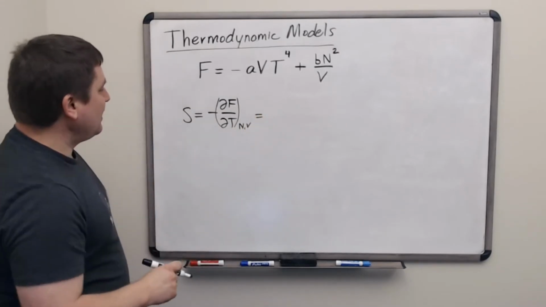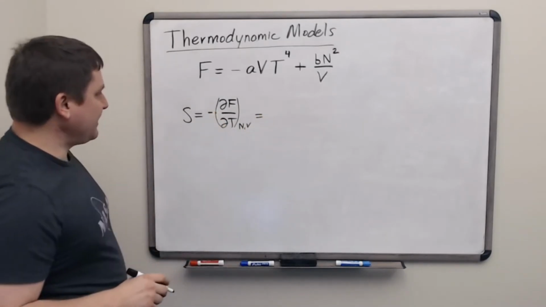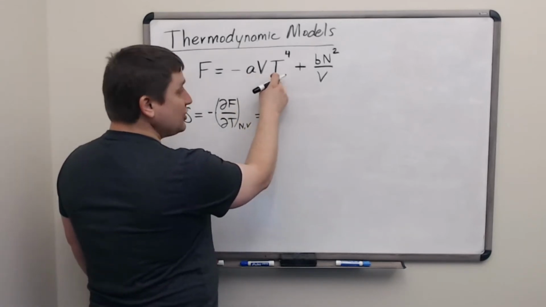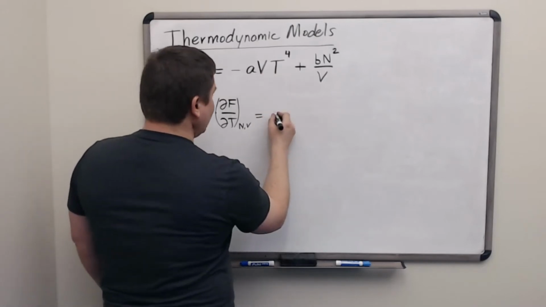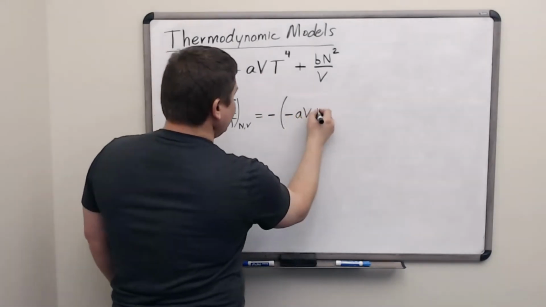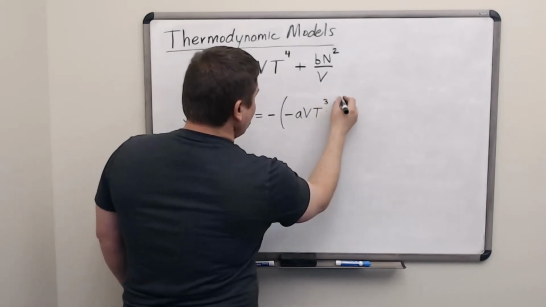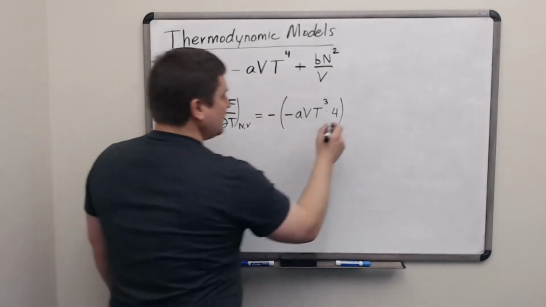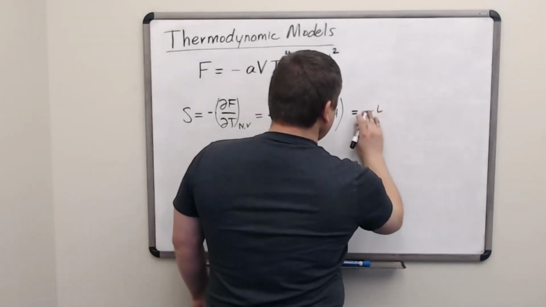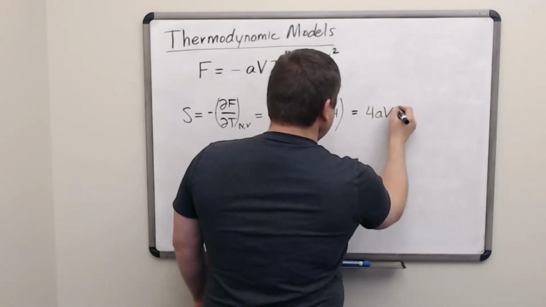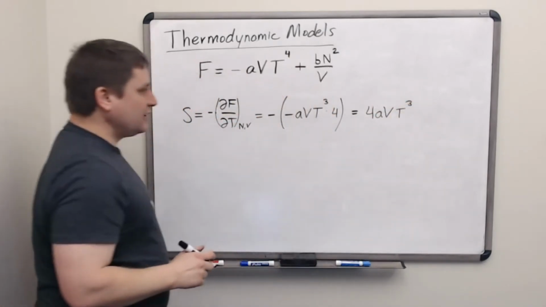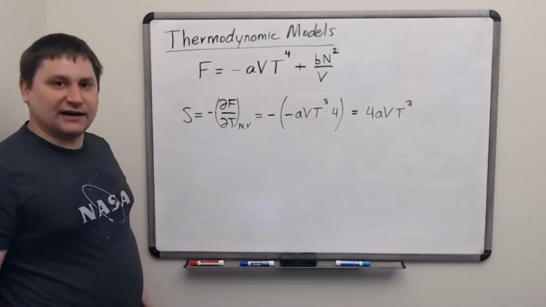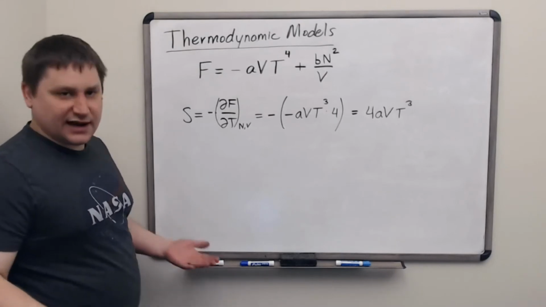For entropy, I need to take the derivative with respect to temperature and make that negative. So I'll have a minus 4AVT cubed. The second term has no temperature dependence in it. Remember, B is a constant. So our entropy in this model is plus 4AVT cubed. Notice that the entropy comes out extensive and seems to have a reasonable dependence on temperature. More temperature, it's hotter, has more entropy.